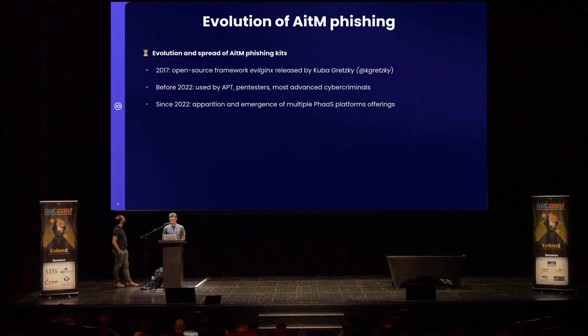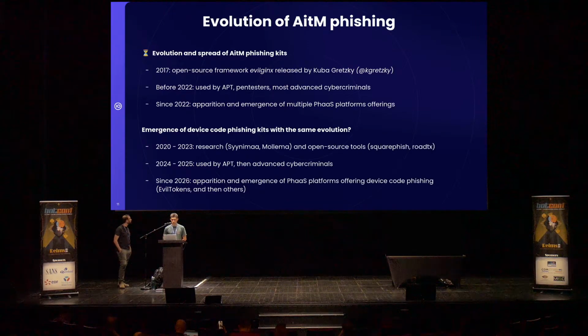So how did this ecosystem evolve? In 2017, Kuba Gretzky published the first open source framework implementing AitM phishing capabilities, which is named EvilJinx. At this moment, only APT groups, pen testers, and the most advanced cybercriminals were using these AitM phishing capabilities. But since 2022, with the emergence of many phishing-as-a-service kits, multiple cybercriminals started to use the AitM phishing capabilities.